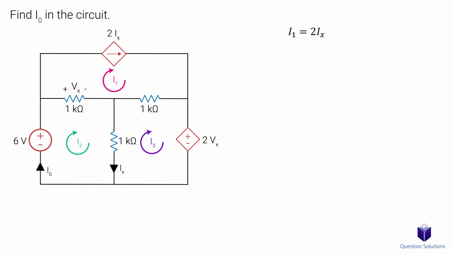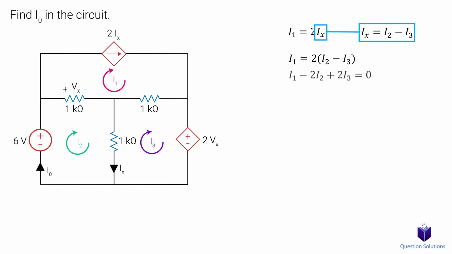Now where is Ix on our circuit? It's the current flowing in this branch. Notice that we can write Ix in terms of our mesh currents. So I2 is going in the same direction as Ix, while I3 is opposing it. That means we can say Ix is equal to I2 minus I3. Let's replace Ix with the new equation. Now we can simplify. That's our first equation.